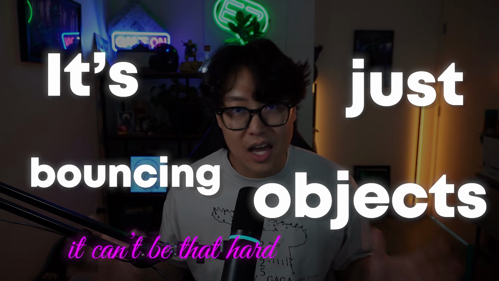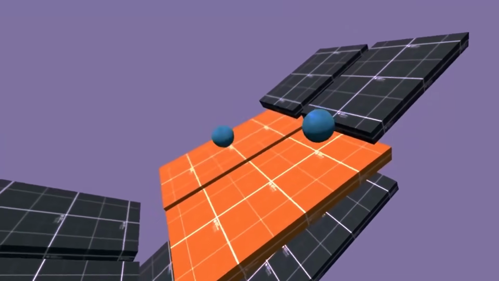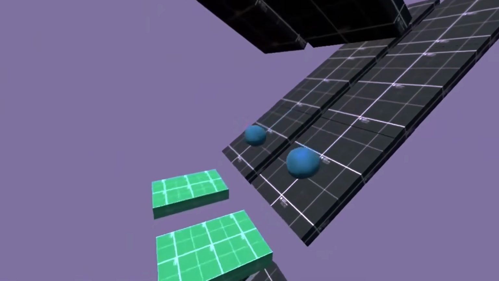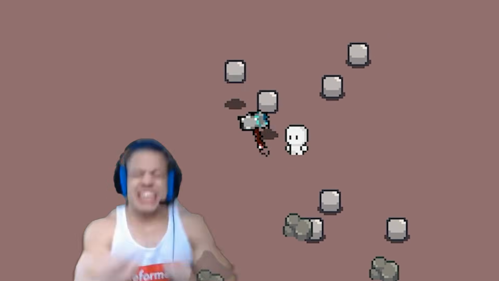I know what you're thinking. It's just bouncing objects, it can't be that hard. Honestly, that's exactly what I thought too. Game engines already do a lot to handle basic physics functions. So why was adding this seemingly simple bounce mechanic so frustrating?